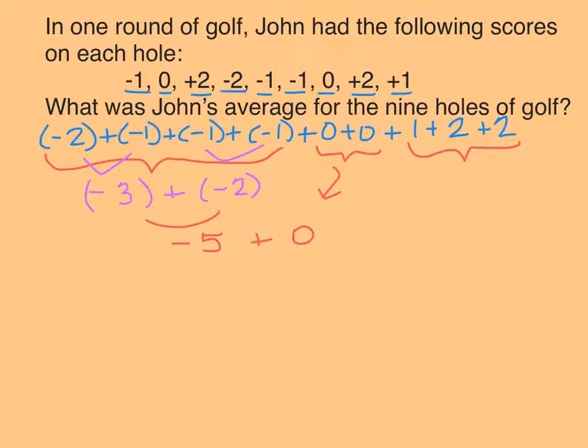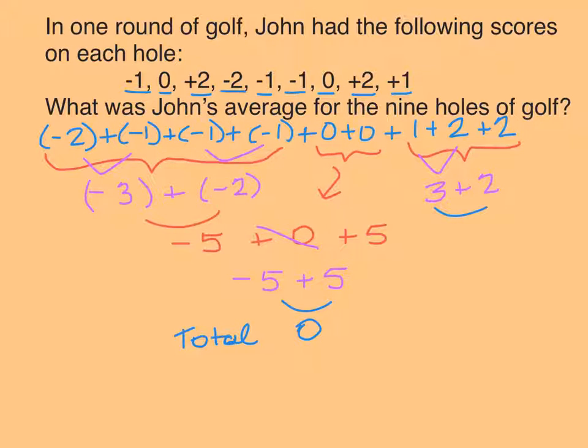I'm back over here. I've got 1 plus 2 is 3, plus 2 is, of course, 5. So I know that I can kind of disregard that 0 because it's not going to do anything for me. And I've got -5 plus +5. Those are opposites. They've now made a 0 pair. I don't need to go any further to know that that's going to give me 0. So now I've found the total.